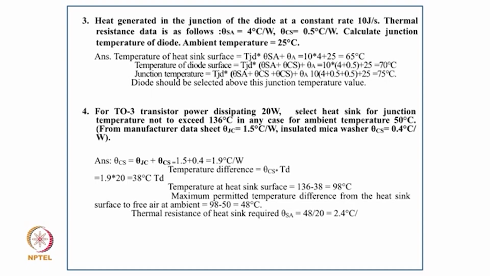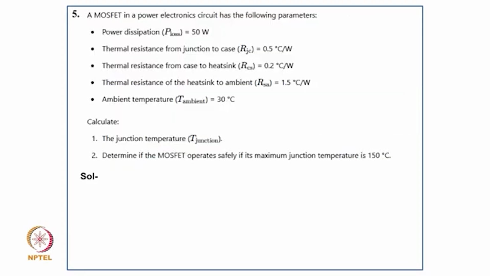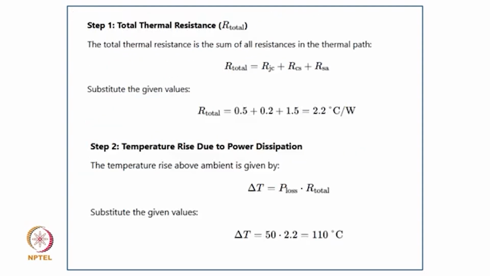Maximum permitted temperature difference between the heat sink surface and free air at ambient is 98 minus 50, that is 48 degrees Celsius, and the thermal resistance of the heat sink theta SA is 48 upon 20, that is 2.4 degrees Celsius per watt. Now coming to numerical problem 5.